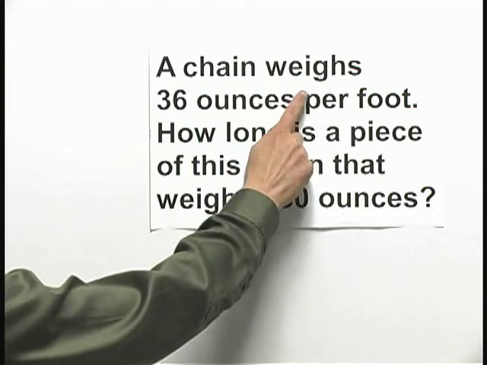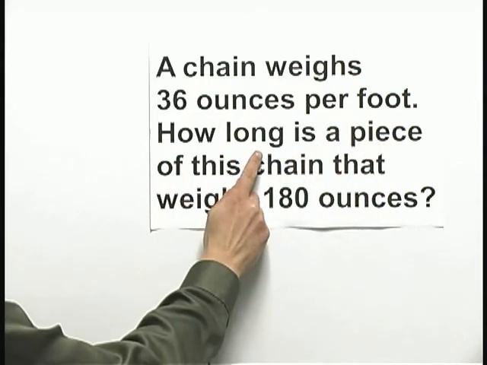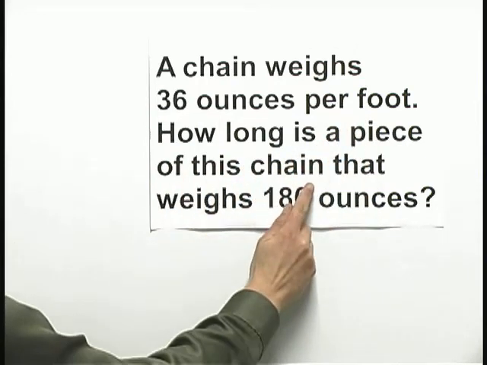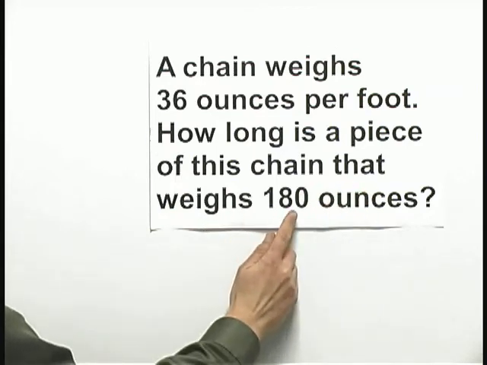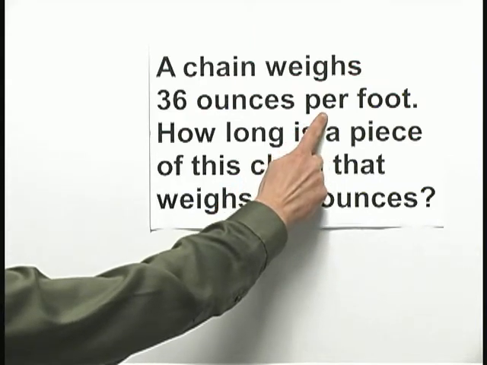A chain weighs 36 ounces per foot. How long is a piece of this chain that weighs 180 ounces? This problem involves a rate. A rate describes a relationship between two different kinds of units. The word per is often used to express a rate. I can see the word per right here in our problem.